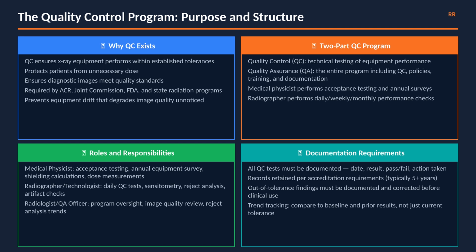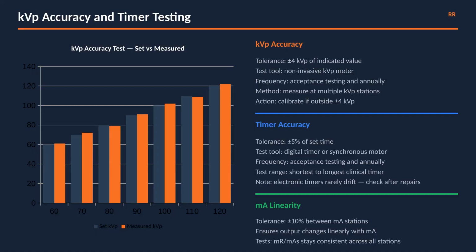The medical physicist performs acceptance testing, the annual equipment survey, shielding calculations, and the bar chart on this slide shows a kVp accuracy test. Set kVp values on the x-axis, measured values shown in orange bars, and the ideal values in dark bars. In a properly calibrated system, the two bars track closely at every station. Deviations beyond plus or minus 4 kVp require calibration before further clinical use.